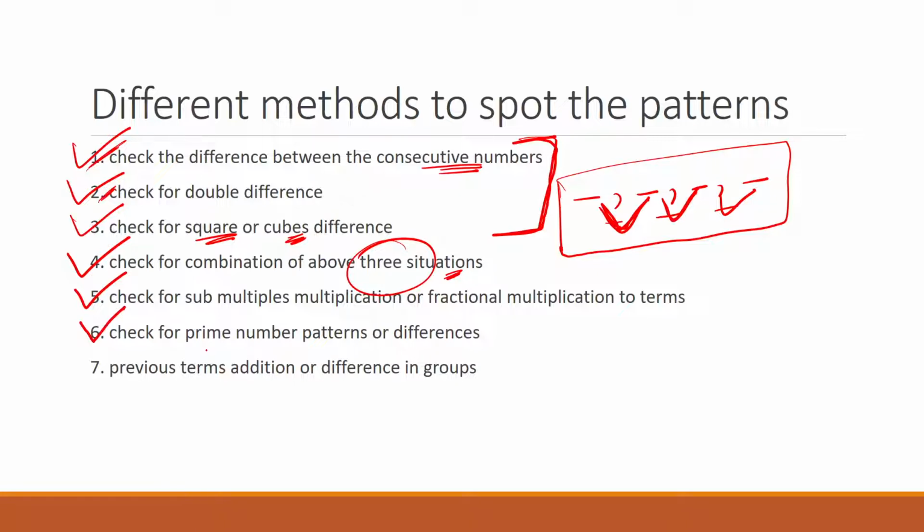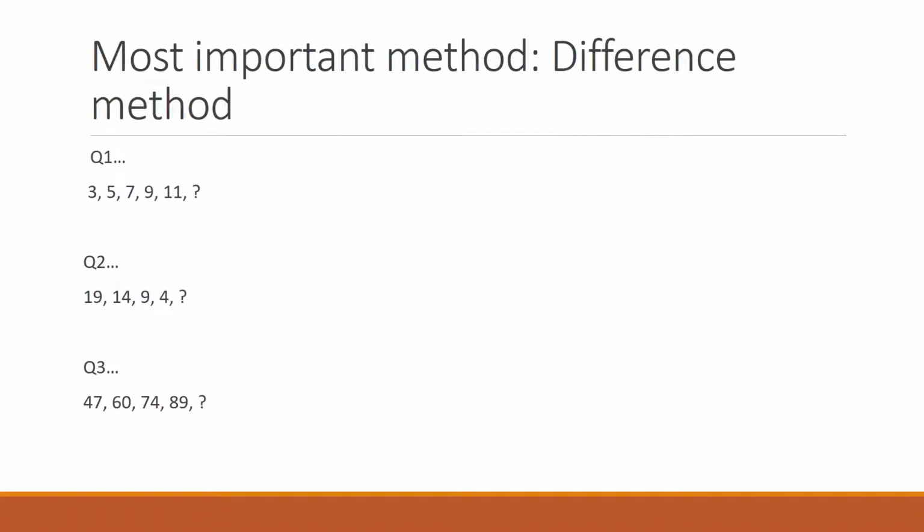And this is fairly easy if you know the prime number patterns, and you could also put in differences there accordingly. And this is a special pattern that is found in reasoning questions, where you have previous terms, addition or difference in groups. So 3 or 4 terms or 2 terms are grouped together, and their sum is the next term or the previous 4 terms, and so on. So this is kind of a grouping scenario.